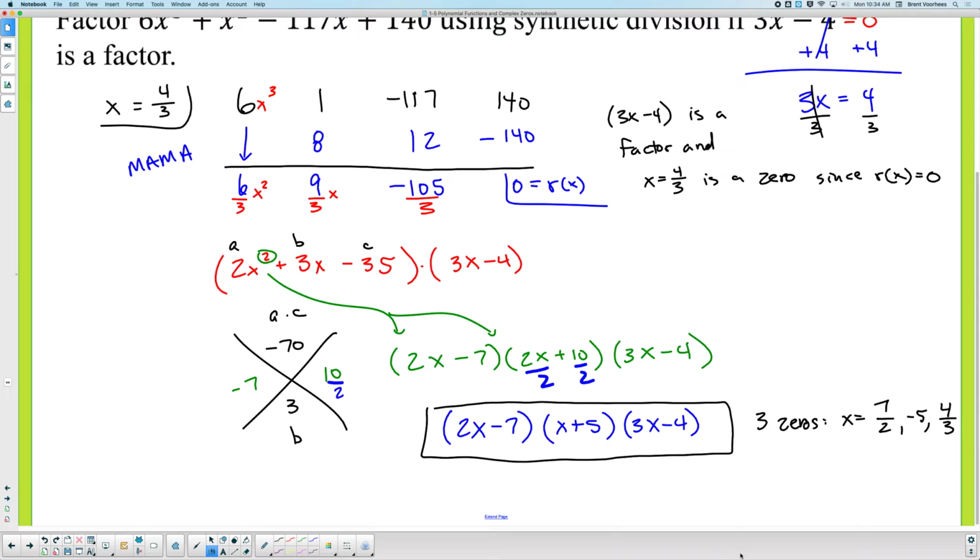Having fun factoring yet? No. Welcome to AP Pre-Calculus. You need to learn how to factor.